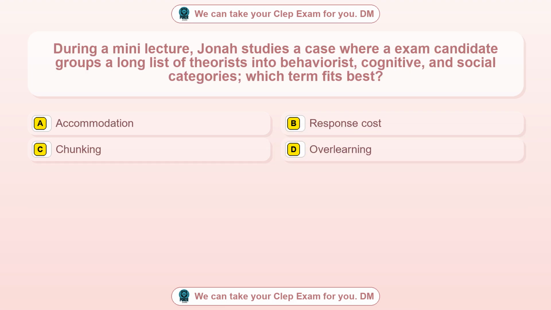Question 40. During a mini-lecture, Jonah studies a case where an exam candidate groups a long list of theorists into behaviorist, cognitive, and social categories. Which term fits best? Option A, accommodation. Option B, response cost. Option C, chunking. Option D, overlearning. The correct answer is option C, chunking.